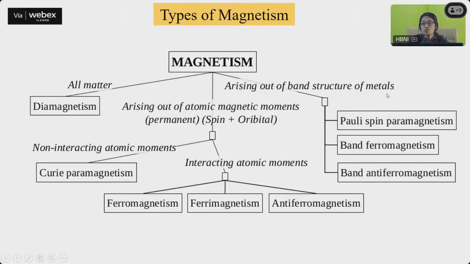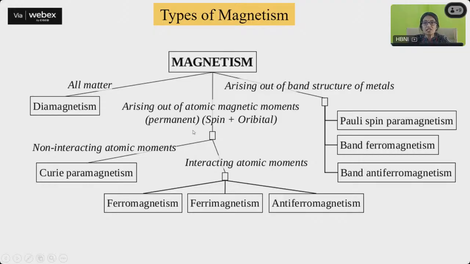There is some magnetism which arises due to the band structure of the metals. These are known as Pauli spin paramagnetism, band ferromagnetism, and band antiferromagnetism. We are not going to discuss this. What we are concerned about in this particular course is the magnetism arising out of the atomic magnetic moments.